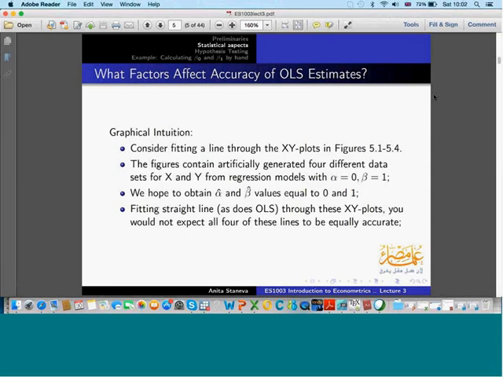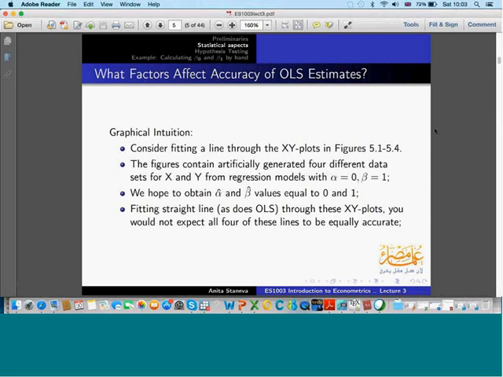If we consider fitting a line through the XY plots in the next figures that I'm going to show you, these figures contain four different artificially generated data sets for x and y from the regression model, where we just set alpha to be 0 and beta equal to 1. So we try to obtain alpha hat and beta hat, the estimated, the fitted values, that are going to be equal to 0 and 1. So we try to get as close to the true parameters as we can.